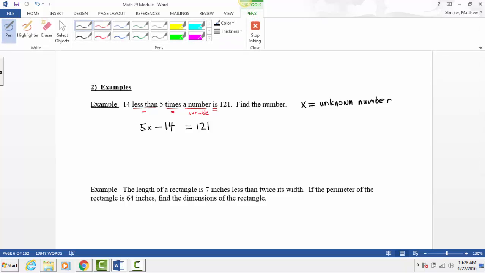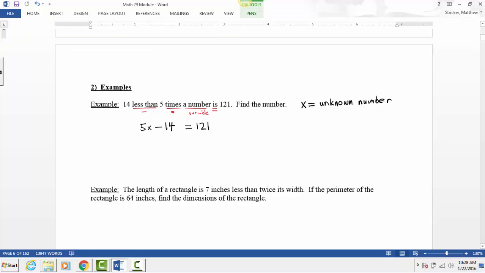Alright, so now we just solve. We want to know what that number is. We've got to solve for x, which means we've got to get the x's on one side, numbers on the other. So we're going to move this to the other side. When I move it, I know I change sides, change signs, so that becomes a positive 14. Okay, so 5x is all that's left on the left side. The right side is 135. When I divide 135 by 5, what do we get? We get 27. So x is equal to 27.